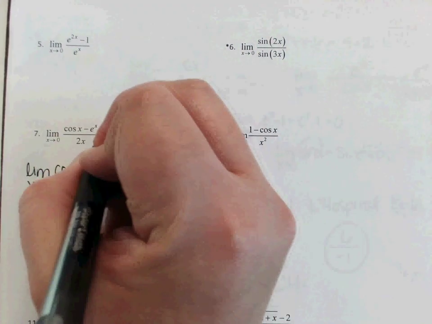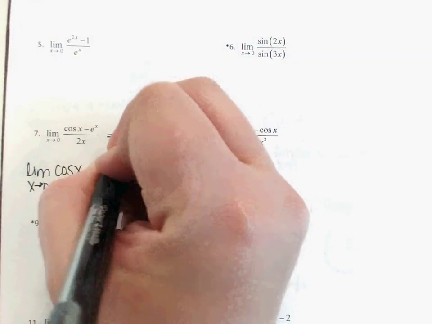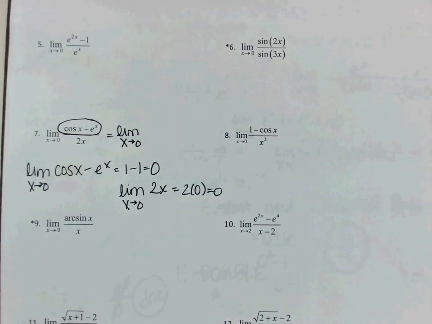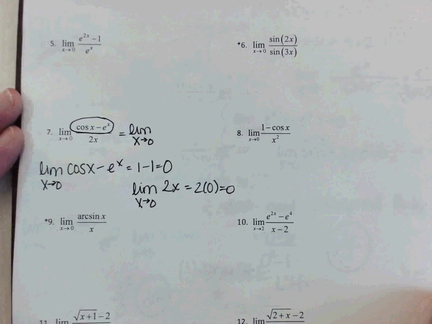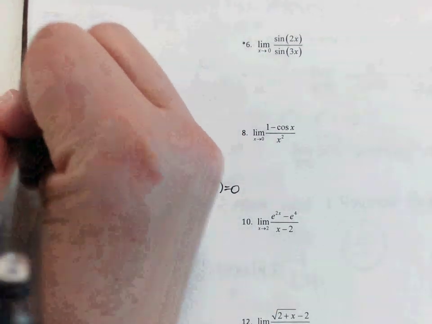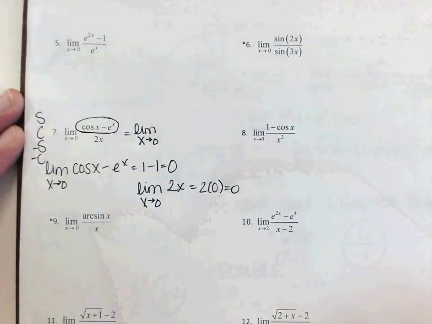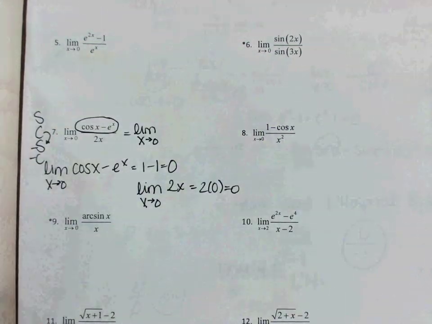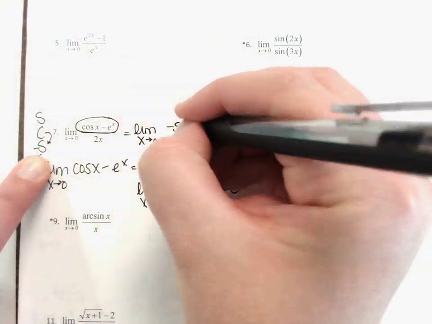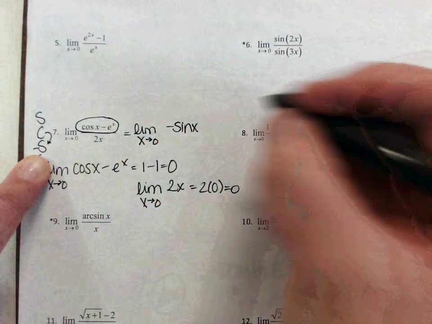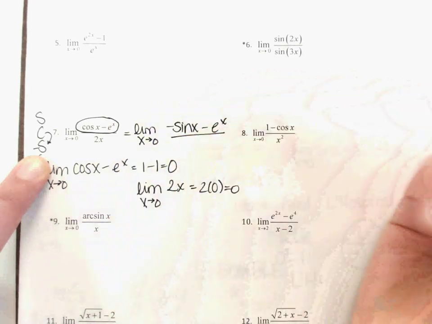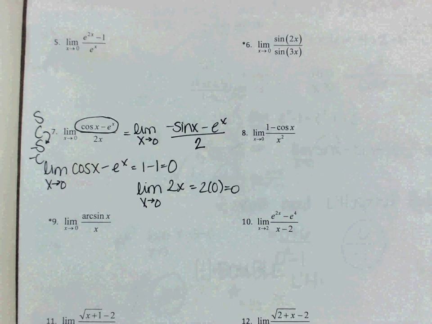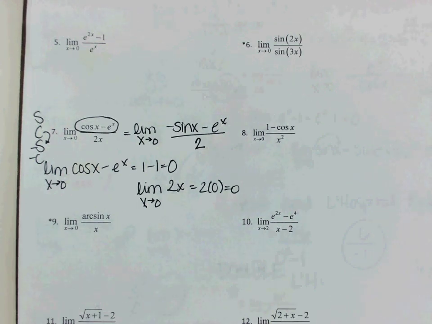On the top, limit x approaches 0. What is the derivative of cosine x minus e to the x? Snow cone, bottom two are negative. So if I'm at cosine and I go down 1, I'm at negative sine. What's the derivative of e to the x? Still e to the x. On the bottom, what's the derivative of 2x? 2. Then from there, you reapply the limit as x approaches 0.